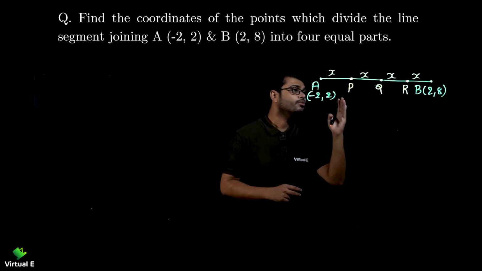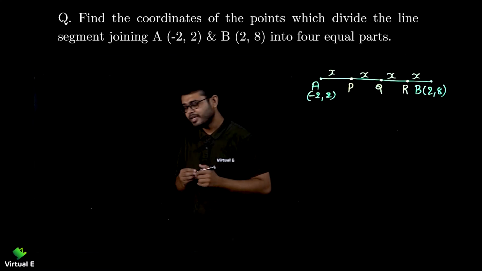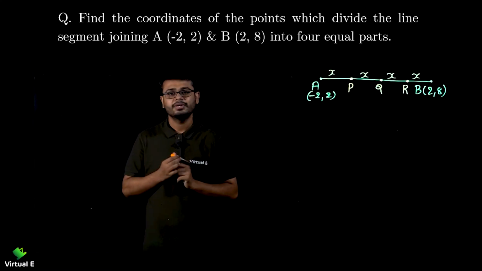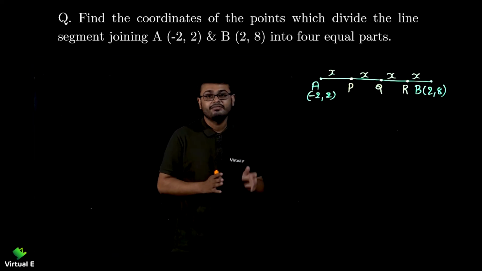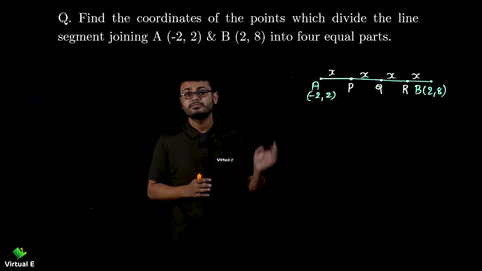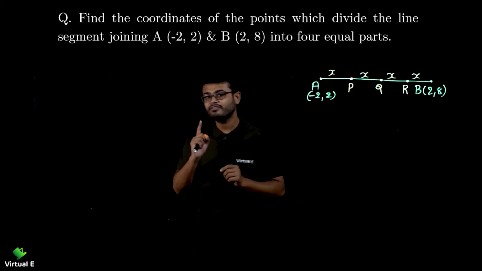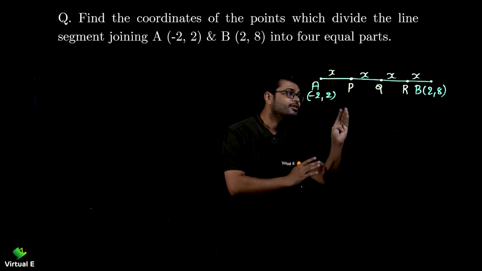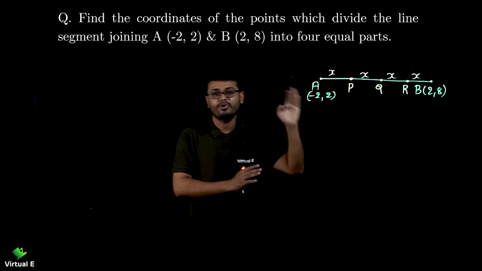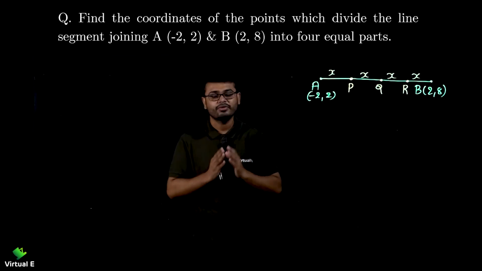So how do we find the points P, Q and R? Let me give you a hint. Throughout this sum, I am going to use only one formula. Not like the previous case where we used the section formula along with the midpoint formula. Only one formula I am going to use, and I am going to get all the 3 coordinates, all 3 points. How shall we? Okay, let me give you an idea.